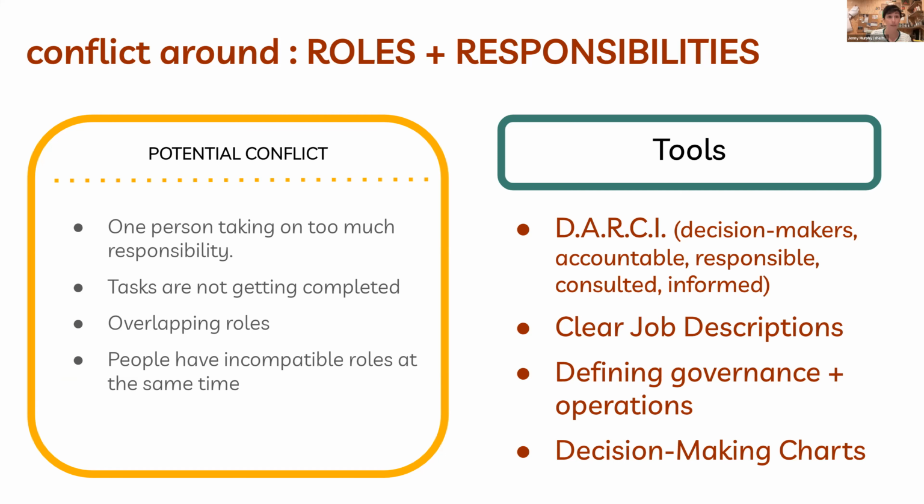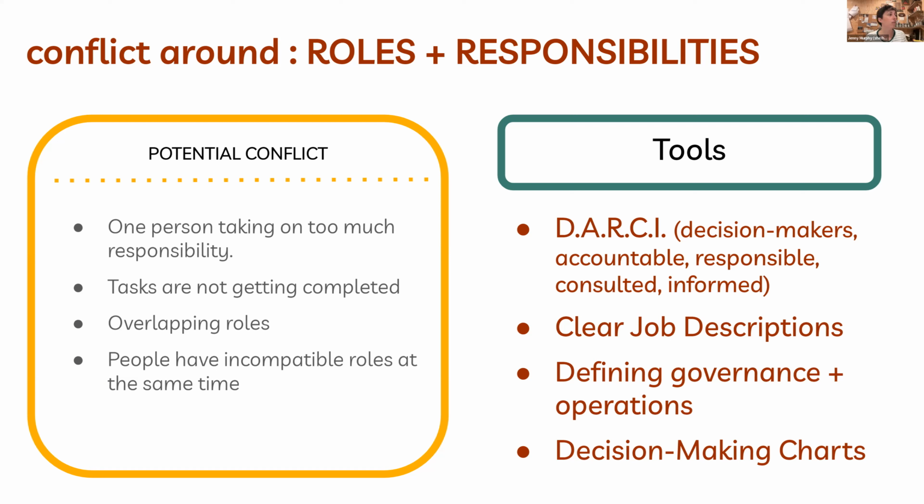If you have that in place ahead of time, before a conflict, when conflict does arise because some tasks aren't getting completed, you can really easily look at your Darcy spreadsheet and say, well, Sam is responsible, is accountable for this. So we need to go to them and ask them what's going on here. Clear job descriptions can also be really helpful.